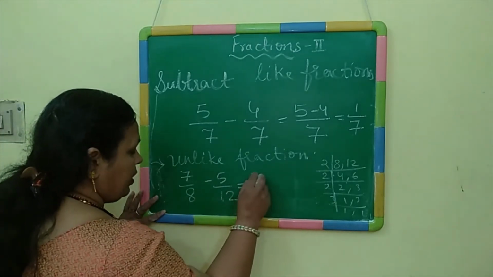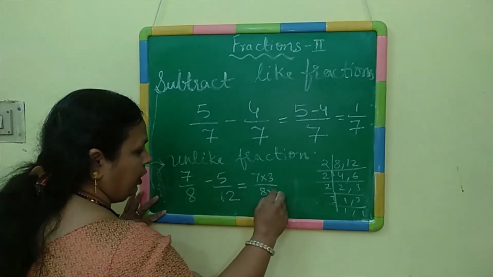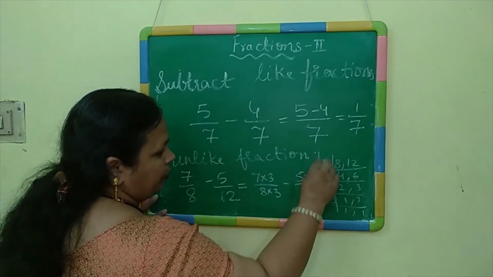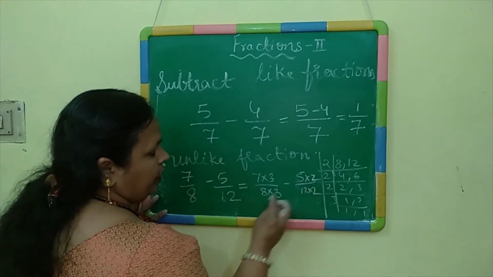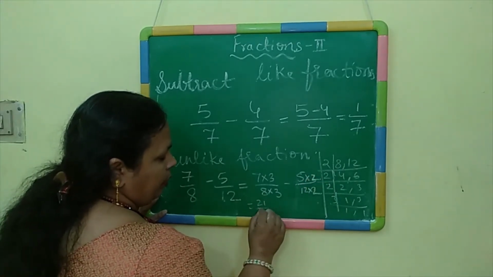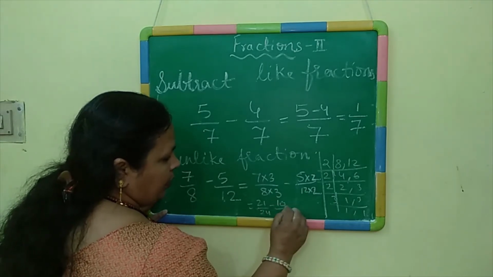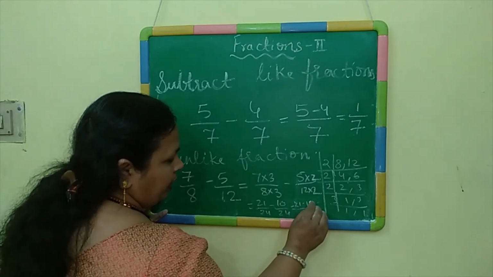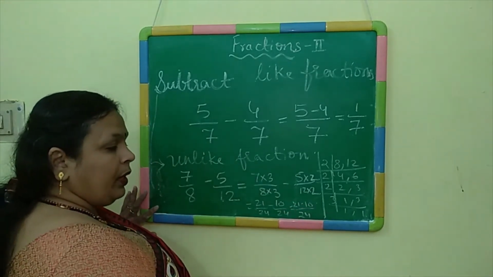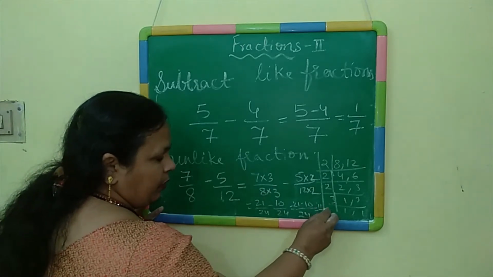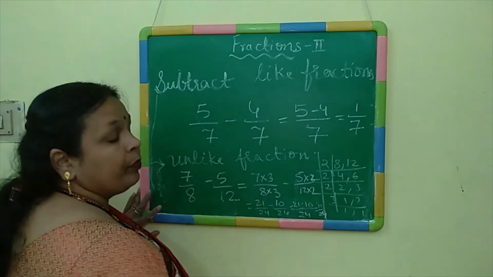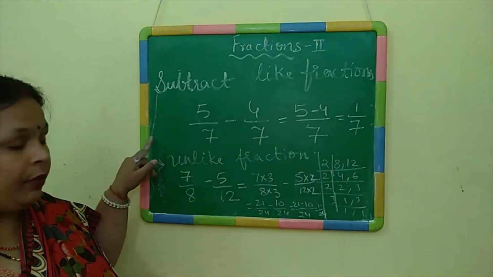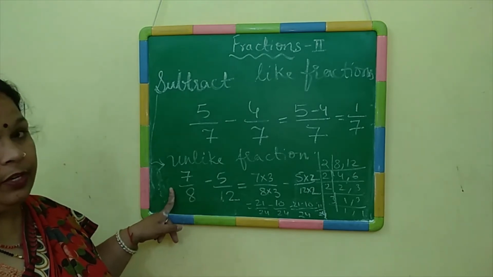Now to make it as 24, 7 into 3 by 8 into 3 minus 5 into 2 by 12 into 2. This becomes 21 upon 24 minus 10 upon 24, which will give you 21 minus 10 upon 24. How much is 21 minus 10? It is 11 upon 24. Clear? So we have seen subtraction of like fractions and subtraction of unlike fractions.